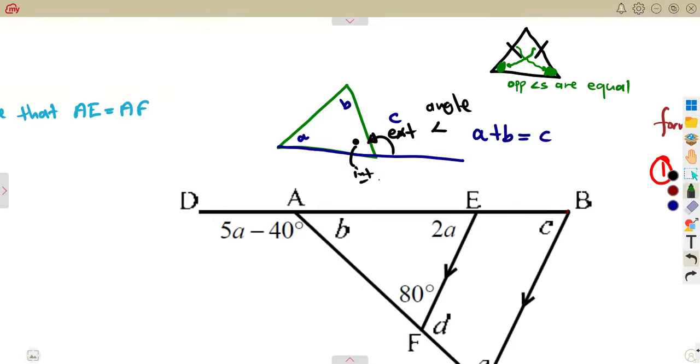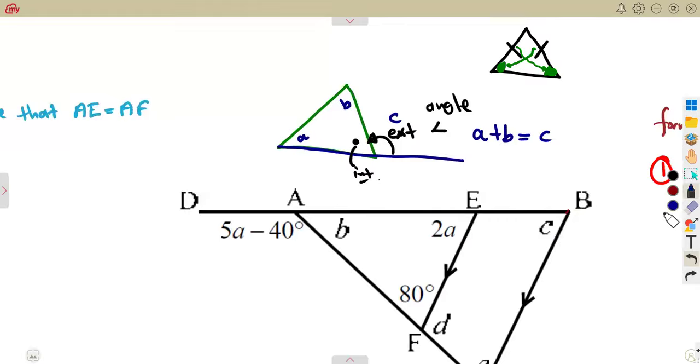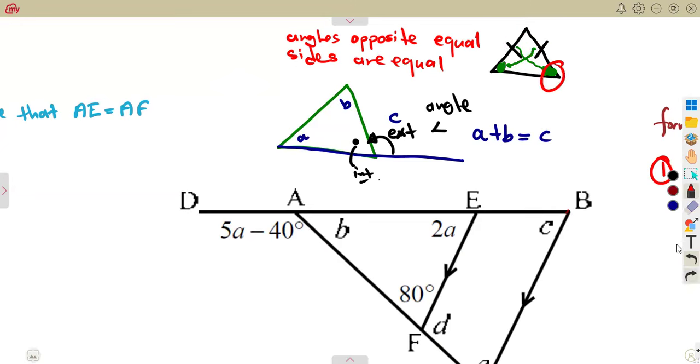Let me just write this way so that you understand, because if I write this, guys, and you write this reason like this, you might be disqualified for not writing properly. So we can just write this in a proper way like this: angles opposite equal sides are equal. So these angles that are opposite the equal sides must be equal. This angle and this angle must be equal.